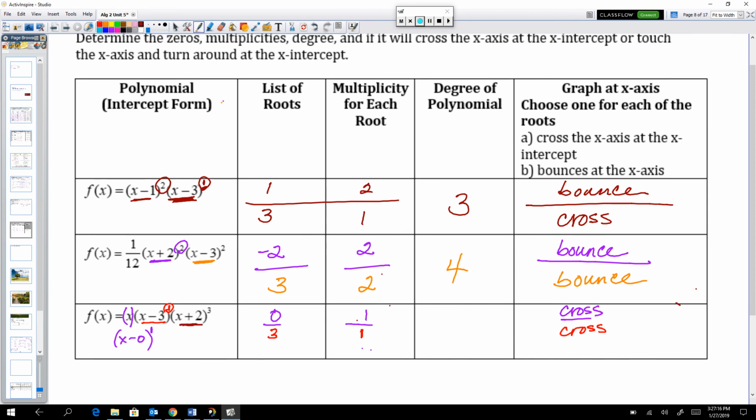Last one. We have a root of -2 being caused by this factor of x plus 2. That root of -2 has a factor that's being brought to the third power, so the multiplicity on that root is 3. And since it's odd, it's a cross. It's going to cross through the axis. To find the degree of this polynomial without plugging it into the calculator or Desmos, I can add the multiplicities of these roots. The degree of this polynomial is 5.